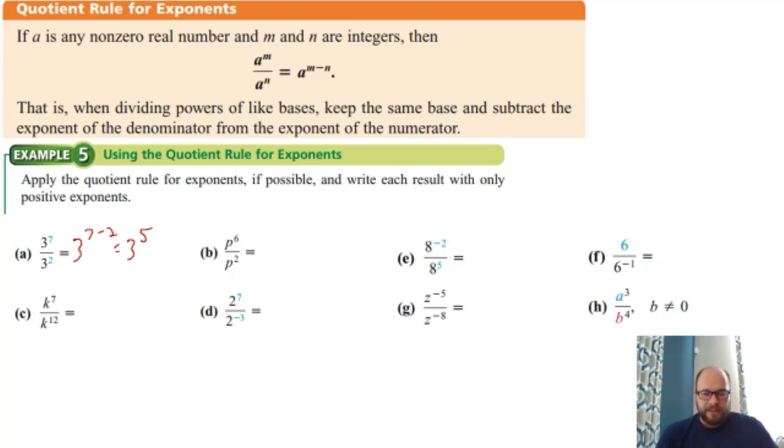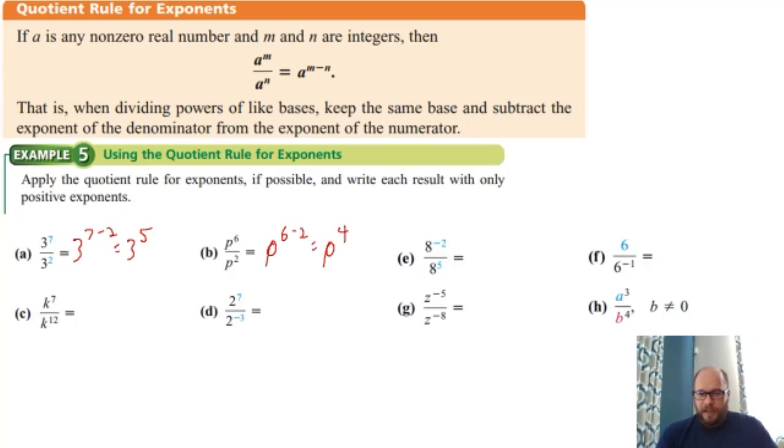Again, all they're asking in the directions is to rewrite as a positive exponent, so we don't have to evaluate all the way. We can just leave it as 3 to the 5th for right now. We have p to the 6th and p to the 2nd. Again, subtracting those exponents, 6 minus 2, that's going to give us p to the 4th power.